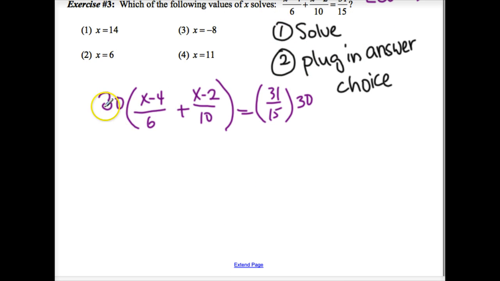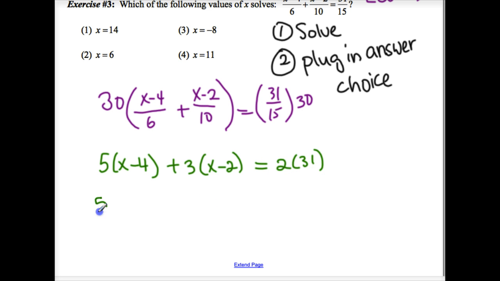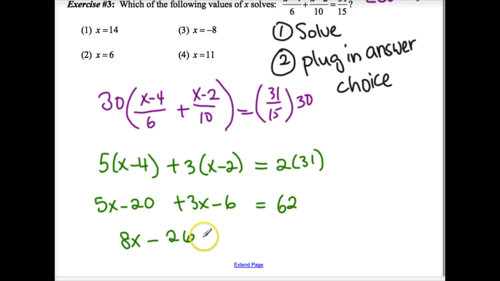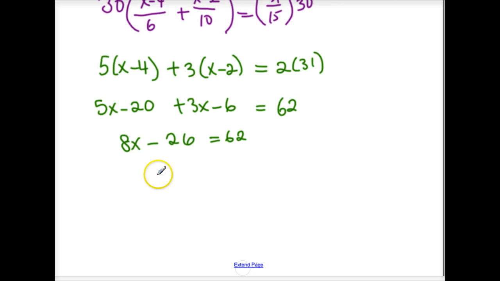Now what do I get? The 6 goes into 30 5 times, so this is 5 times (x minus 4), plus 10 goes into 30 3 times, and then this is x minus 2. 15 goes into 30 2 times, so this is 2 times 31. Now distribute this, plus 3x minus 6 is equal to 62. Now combining like terms, I get 8x minus 26 is equal to 62. How do I solve? Add 26 on both sides.